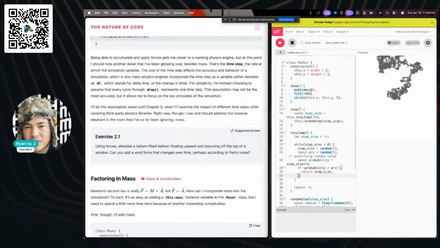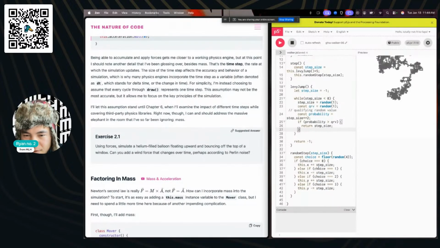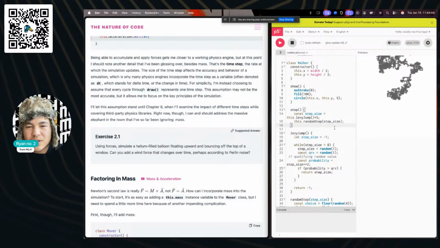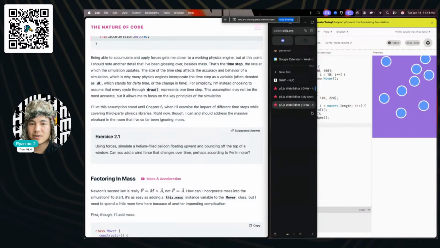Random step, there's a jump over here. I guess we could just apply random for now, with a single value instead of multiple values. And that should give us what it is that we're looking for.